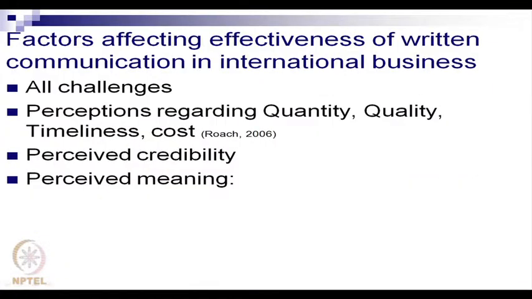Some factors affecting effectiveness of written communication in international business: all the challenges that were discussed in the previous slide, plus the perceptions regarding the quantity, quality, timeliness and cost of the interaction. Again, these inputs are from a doctoral dissertation submitted by Dr. Roach in 2006. You can look it up, it will be in the list of references. You're welcome to read it. It's very interesting how she's described the effect of quantity of written communication, the quality, the timeliness, when you send the communication and how long you take before you respond, and the costs, the opportunity costs and other costs involved in drafting the written communication.